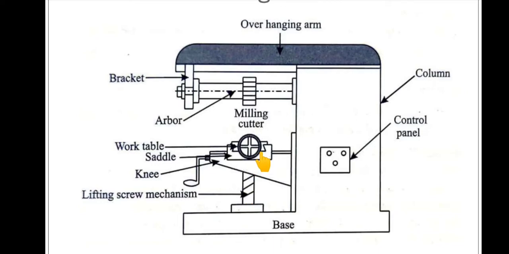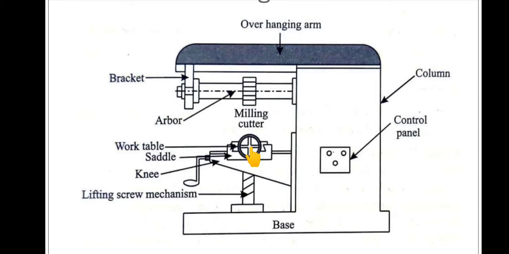Next is the saddle. The saddle slides on the knee by operating the cross feed handle. You can see here one more handle is there. The saddle is supported by the work table. If you rotate this one, what happens? It will move in this manner. So the knee goes up and down, and this will go to and fro. It is used to feed the workpiece against the rotating milling cutter.